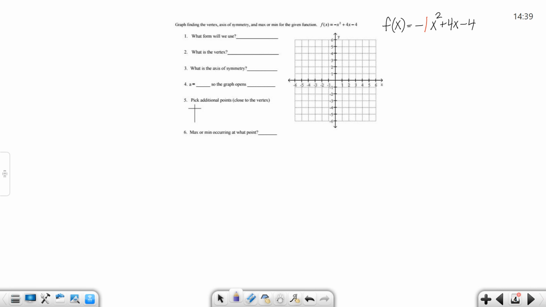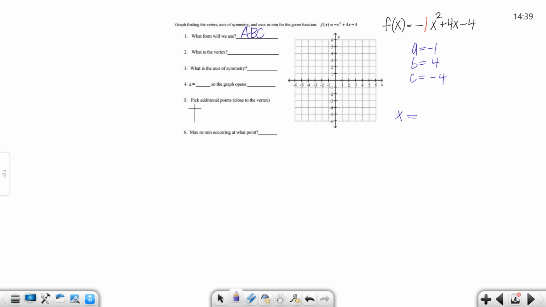Okay, let's go a little faster through this one. The form that I'm going to use is, of course, my standard quadratic form. For this particular problem, a is negative 1, b is 4, and c is negative 4.